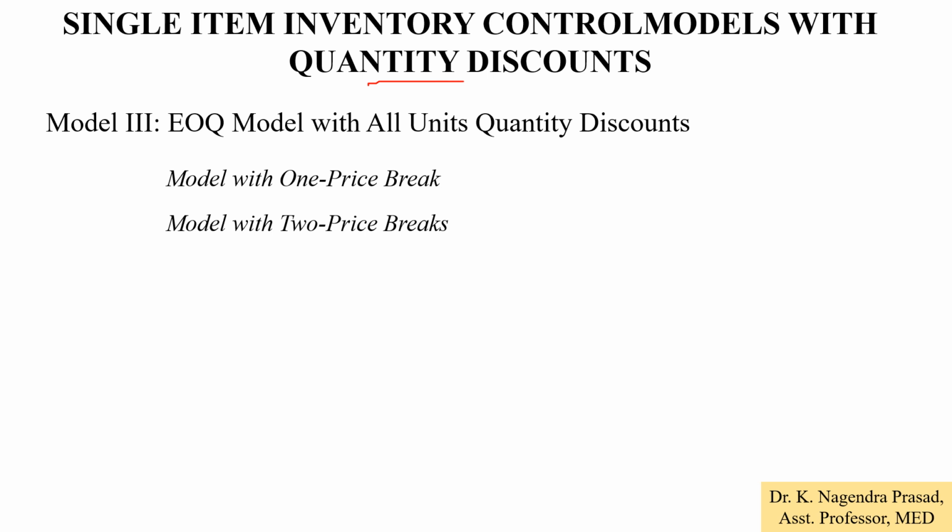Here it is subclassified into the EOQ model with all units quantity discount. There are two models: the model with one price break and the model with two price breaks. So these are the models, not 7 but 8: 3 plus 3 plus 2, 8 models that we are going to discuss in the coming series.